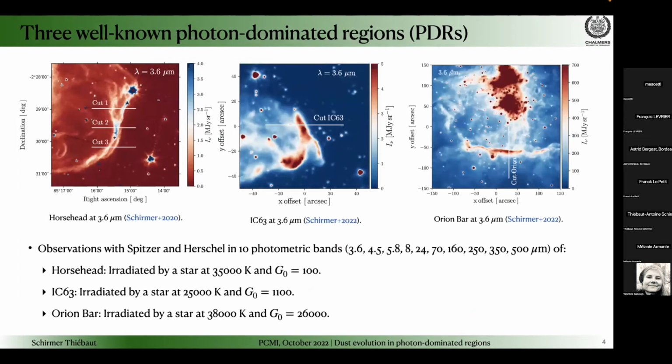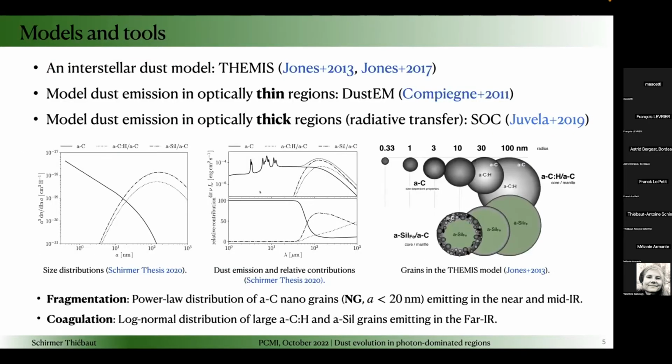So in this work, we studied 3 different photo-dominated regions: the Orion Bar, here at 3.6 micron, IC63, and the Horsehead. We have access to 10 photometric bands from 3.6 microns to 500 microns, covering the whole dust electromagnetic emission spectrum. So to model dust emission, we use the interstellar dust model THEMIS together with the DustEM code, which allows us to model dust emission in optically thin regions.